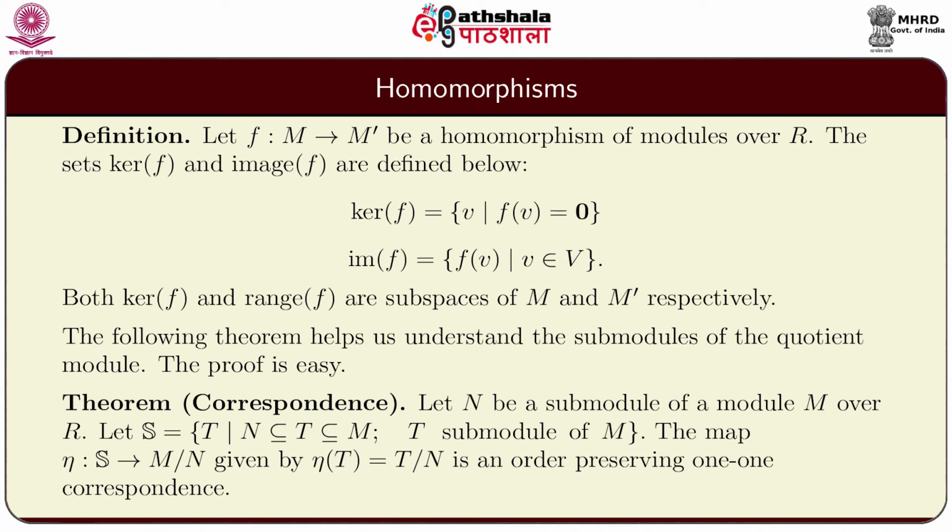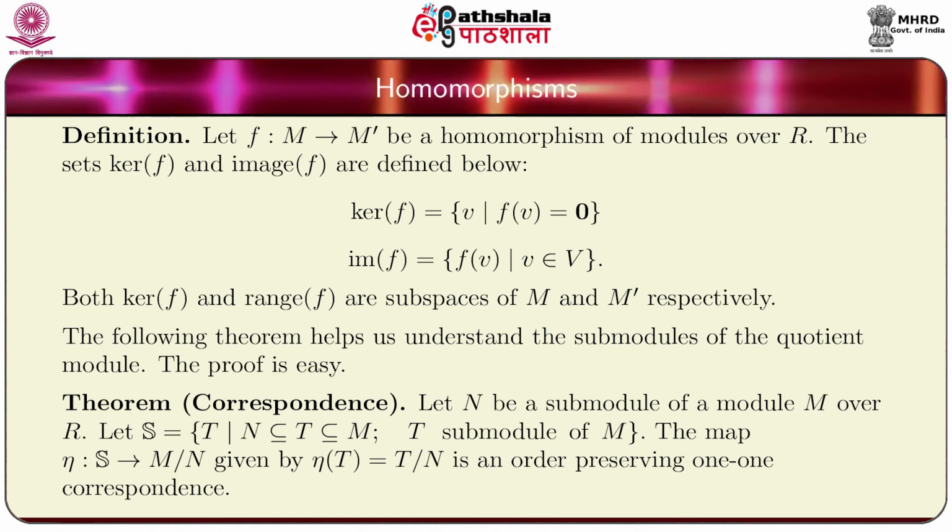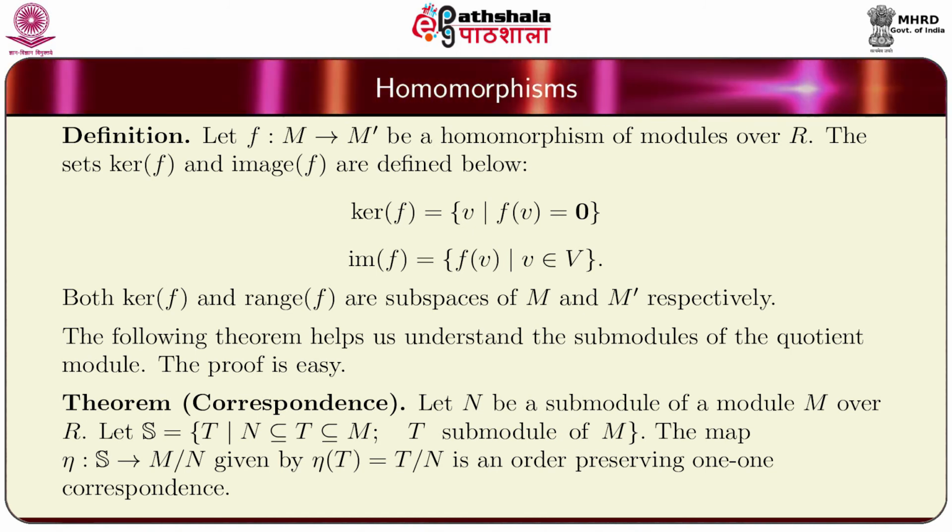Given homomorphism F from M to M dash, we can define the sets kernel and image in the usual way, that is kernel of F is equal to the set of all those elements V such that FV is equal to 0. That 0 in boldface is the additive identity of the module M dash, and Im F is the image of F, which is the collection of all elements of the form FV where V belongs to M. Both Ker F and Im F are submodules of M and M dash respectively.